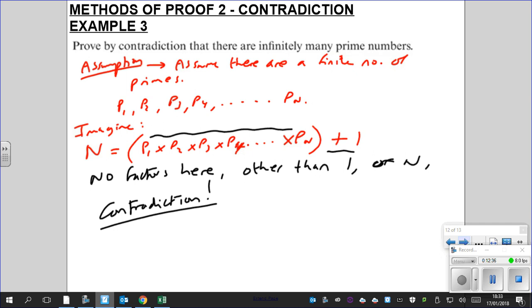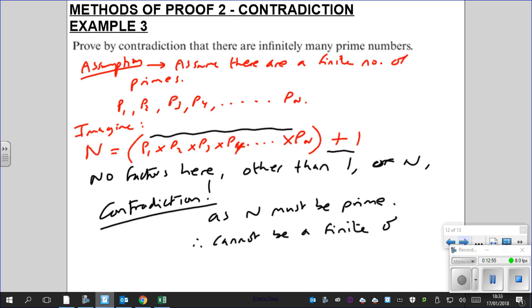Which is a contradiction. Because if it's divisible by 1 and n only, then n must be prime. So that means we've found a new prime number. So therefore, there cannot be a finite number of primes. You see? It can't be a finite amount because we just found a new one, right? That whole number plus 1 cannot be divided by any other prime number. Okay, so lots of examples there, proof by contradiction.